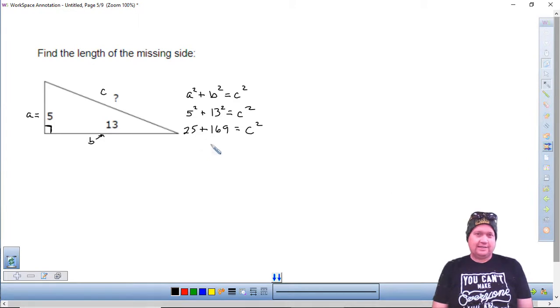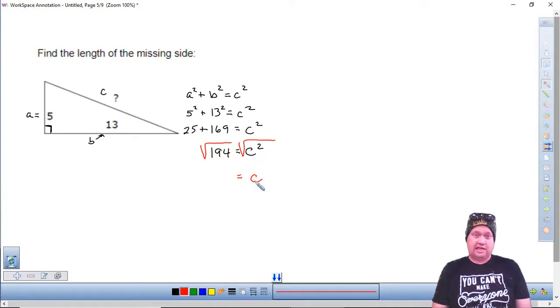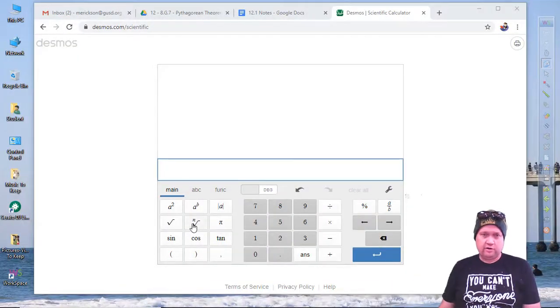So 25 and 169 add up to 194. And that's not a perfect square, so we're going to have to use the calculator. In order to solve this, the last step you're going to need to show is to take the square root of both sides. We need to know what number times itself will give us 194. The only way we're going to do that is on the calculator. And over on the side over here, the square root of c squared is just c, and we'll let the calculator do the rest. Okay, so to get the square root of 194, we'll hit the square root button first, and there you go, and then we're just going to hit 194.